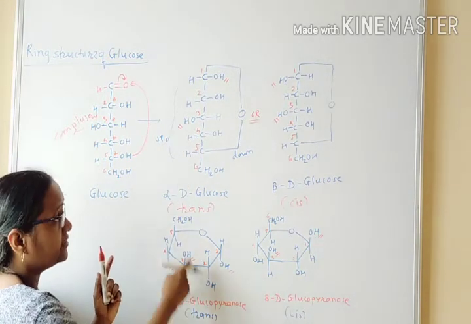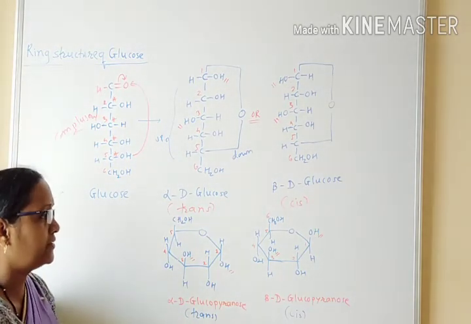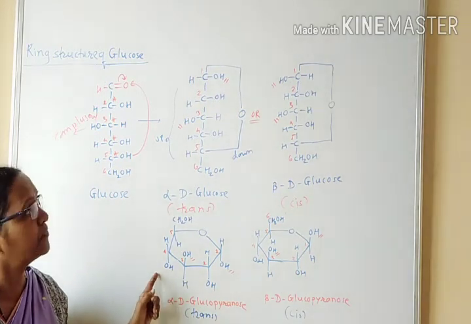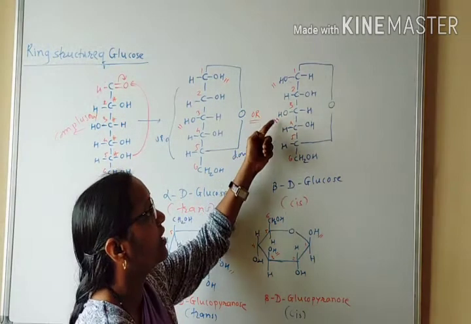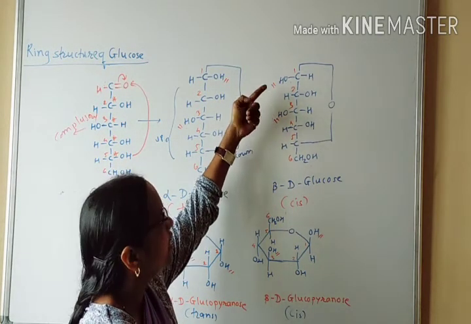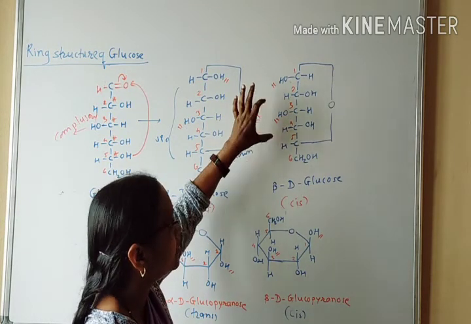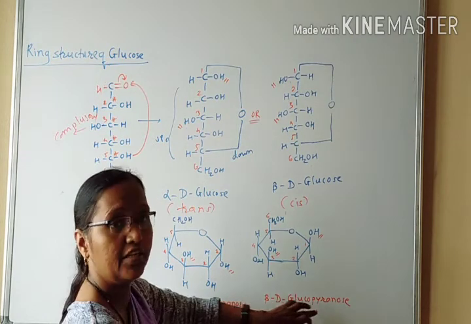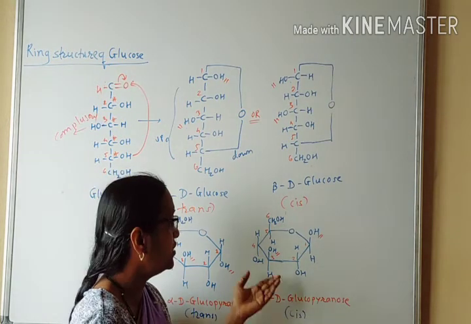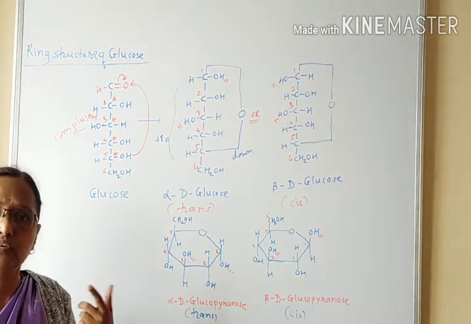Now that is the same structure, but as a hexagonal ring structure. Similarly here, the OH of C1 and the OH of C3 are on the same side. It is beta D glucopyranose. So they are called the Haworth projection formulas of glucose.